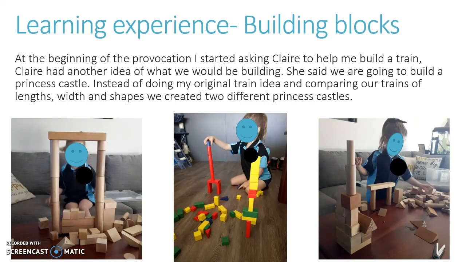Learning experience: building blocks. At the beginning of the provocation, I started asking Claire to help me build a train. Claire had another idea of what we would be building. She said we were going to build a princess castle. Instead of doing my original train idea and comparing our trains' lengths, widths, and shapes, we created 2 different princess castles. As you can see below, there are 3 images of Claire creating the castles.